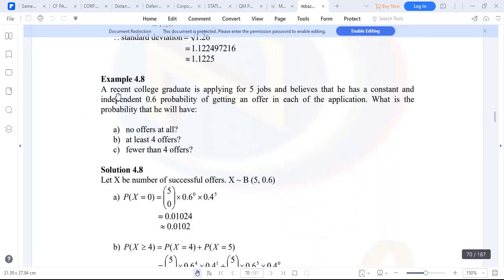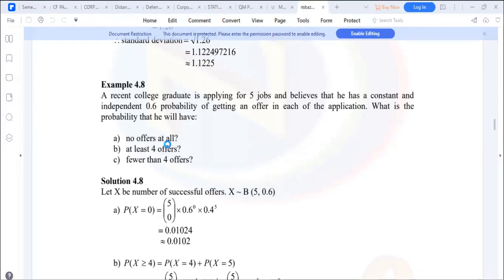Similarly, we're told that a recent graduate applying for 5 jobs, so N is 5, believes that he has a constant and independent probability of 0.6 of being offered each job. So 0.6 is our P. We want the probability that they will have no offers, which means 0, at least 4 offers, and fewer than 4 offers. So our P is 0.6, our N is 5.